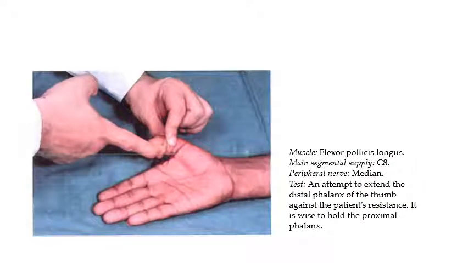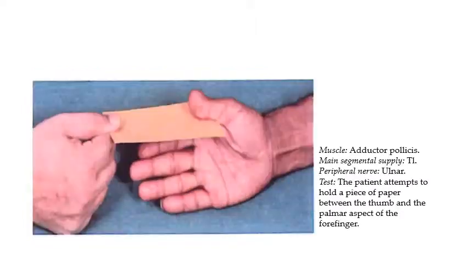Flexor pollicis longus is supplied by C8 and the median nerve. The test is by trying to extend the distal phalanx of the thumb against the patient's resistance. It is wise to hold the proximal phalanx during examination. Adductor pollicis muscle is supplied by T1 and the ulnar nerve. The patient attempts to hold a piece of paper between the thumb and the palmar aspect of the forefinger.